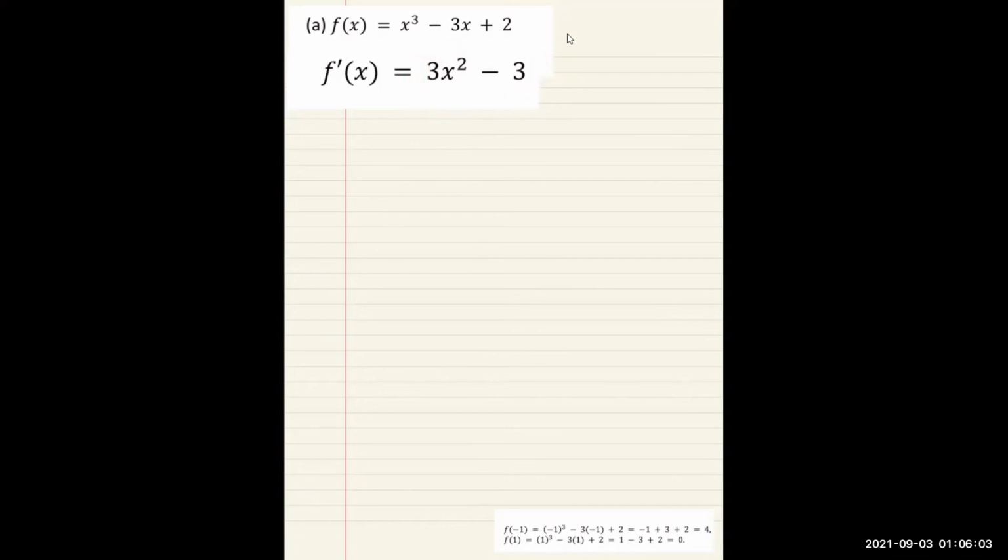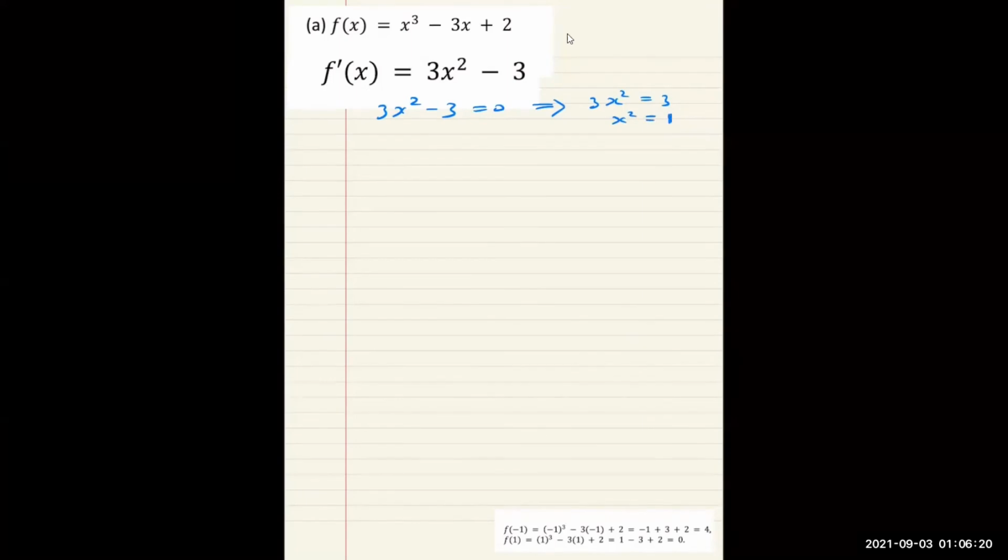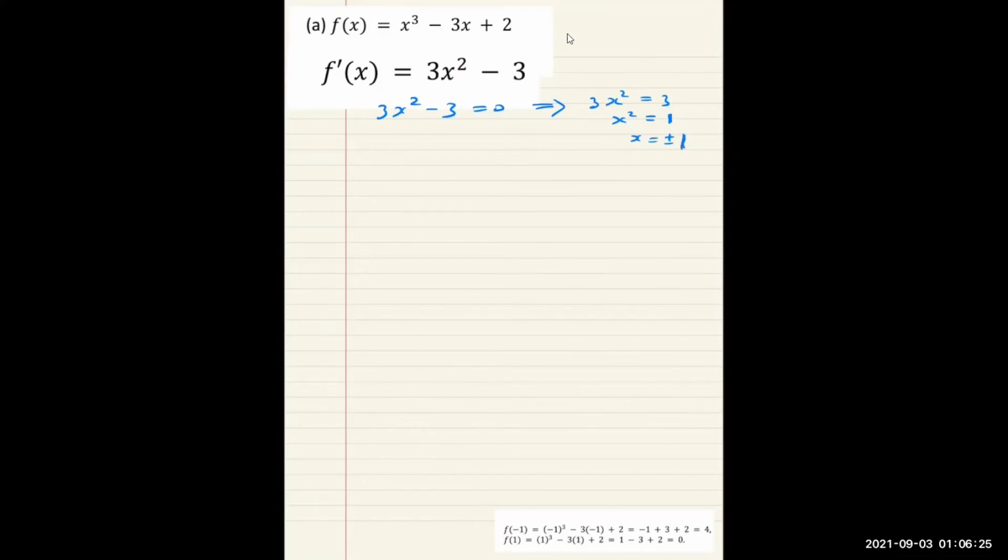So let me find the zeros of this function f prime of x. I set 3x squared minus 3 to 0. That will give you 3x squared is equal to 3. Then you get x squared is equal to 1 by dividing both sides by 3. That means x is equal to plus or minus 1. So these are the zeros of your derivative function. That means your derivative is 0 at each of these points, at -1 and at +1. All right, now let me complete the sign chart here.